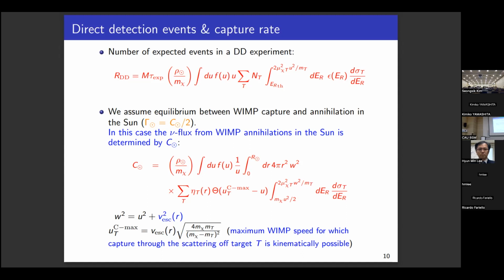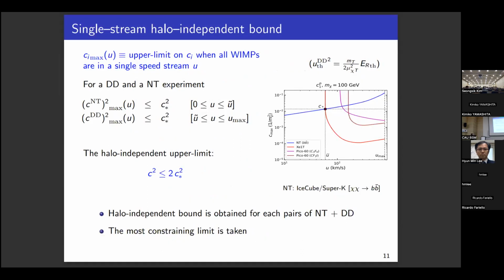We also assume equilibrium between capture and annihilation in the sun. That means the rate of capture of one WIMP equals the rate of annihilation of two WIMPs. So the assumption is a valid assumption according to the present experimental sensitivity and given the fact that WIMP is the total dark matter. In this case, the neutrino signal from captured WIMPs in the sun is solely determined by this capture rate. So using all these, one can try to estimate the halo-independent bound on a coupling.